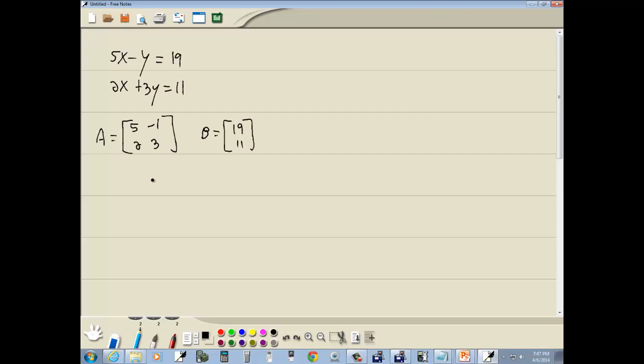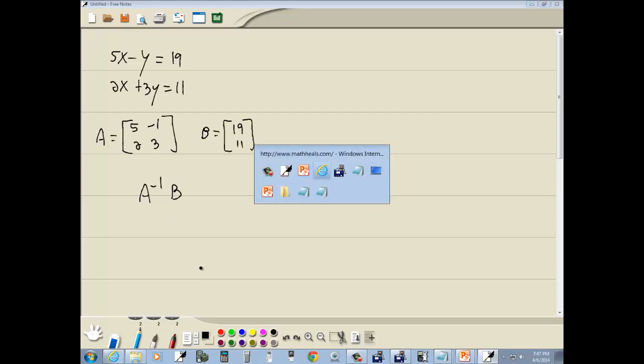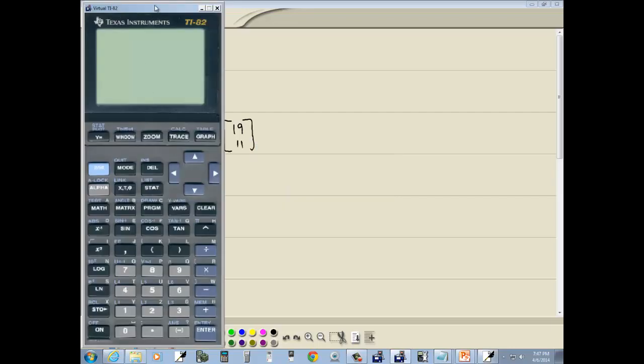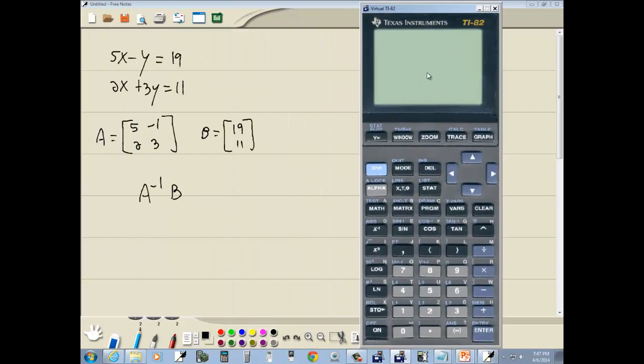Now to do this on the calculator, our answer is going to be achieved by taking the inverse of A and multiplying it times B. Assuming it's not an oddball case, this will give us the correct answer. Okay, so let's go ahead and put these in.